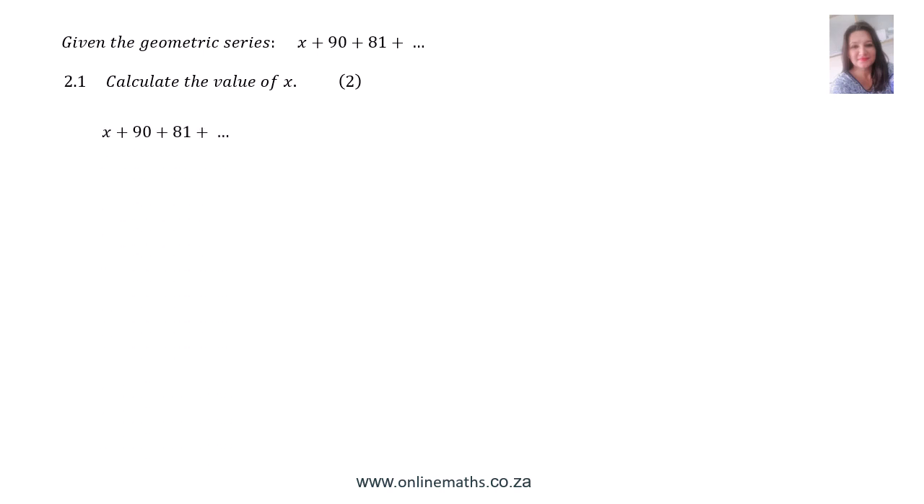So in a geometric series, there is r, and it's called the common ratio. And r is the number that you will multiply or divide to get from one term to the other. So in our series, x is term 1, that's term 2, and that's term 3.